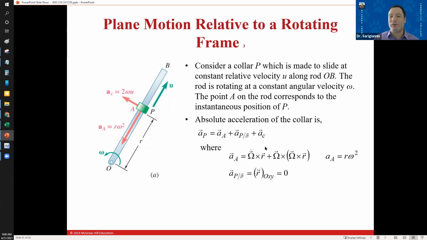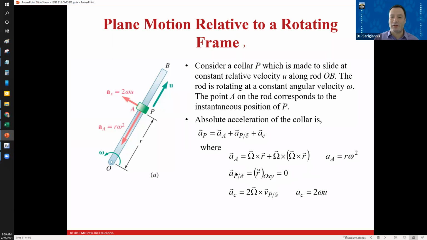With respect to the rotating frame of reference, right? The previous slide showed this term here, A of P with respect to the rotating frame of reference, is the second derivative of position, right? Which is acceleration. Now, we have this thing moving at a constant velocity, U. So this is the first derivative of this, with respect to OXY. Remember, little x, little y is the rotating frame, right? That is, the velocity is constant. So then the first derivative of velocity, the acceleration, is 0. So that term goes away.